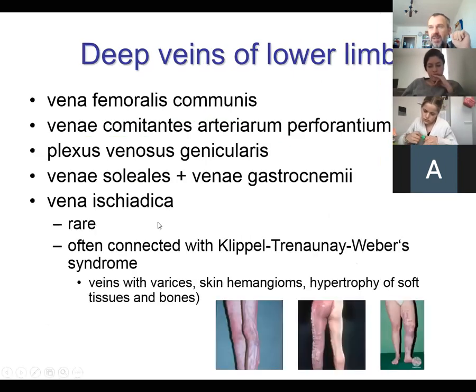Okay, so for the deep veins, there are some different terms from arteries. So what is the common femoral vein? The common femoral vein is formed when the deep femoral, profunda femoris, and the femoral vein join. And the common femoral changes into the external iliac, and it receives the great saphenous. So that's the common femoral.